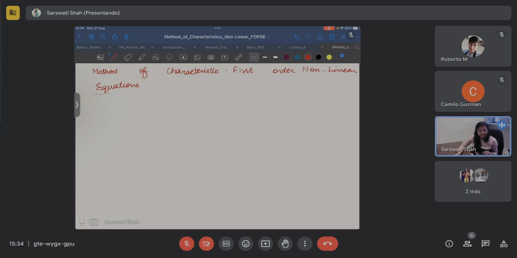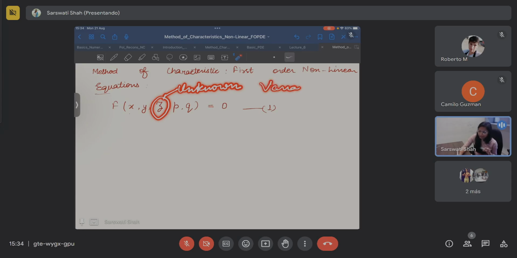Here we will discuss the problem of finding the solution of a first order nonlinear partial differential equation in three variables, where one is the unknown variable, that is your z, and two are your known variables x and y. So this is your first order nonlinear equation in three variables x, y and z. So z is your dependent or unknown variable that is varying with x and y, and x and y are your known variables.